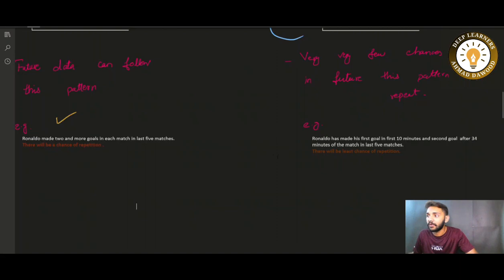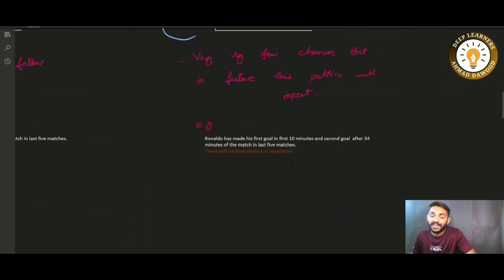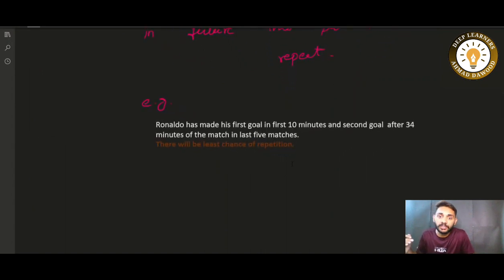But if you have extracted the pattern like this: Ronaldo has made his first goal in the first 10 minutes and his second goal after 34 minutes of the match in the last five matches. So you are overestimating, or perfectly capturing the pattern from each data point, and you are saying Ronaldo made his first goal in the first 10 minutes and second goal after 34 minutes in the last five matches.